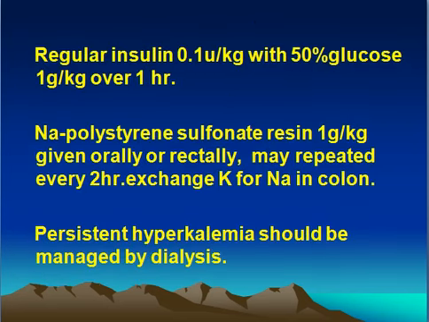Also, we can use regular insulin 0.1 unit per kg with 50% glucose 1 gram per kg over 1 hour. Sodium polystyrene sulfonate 1 gram per kg is given orally or as a rectal enema and may be repeated every 2 hours. This will exchange potassium for sodium in the colon.